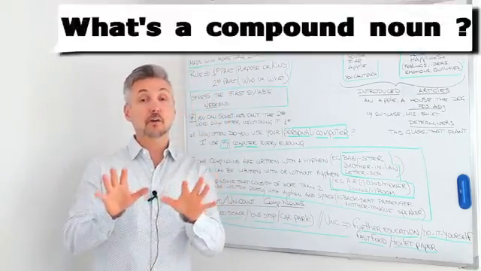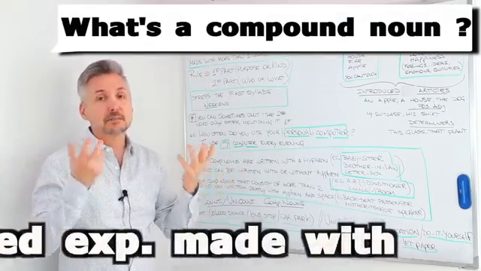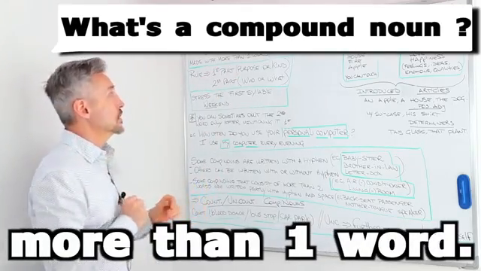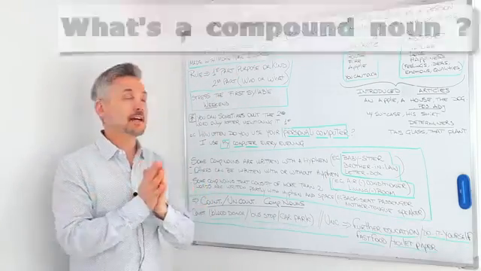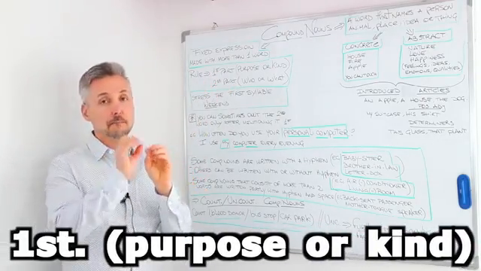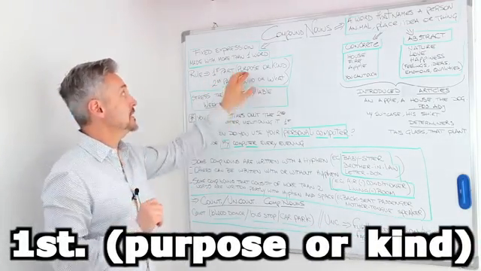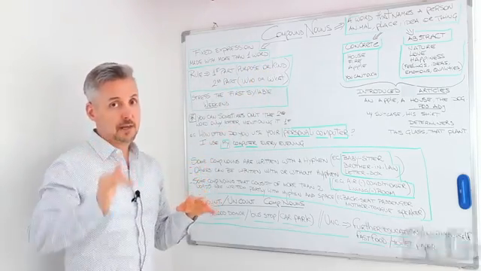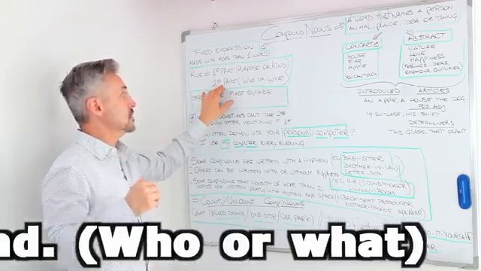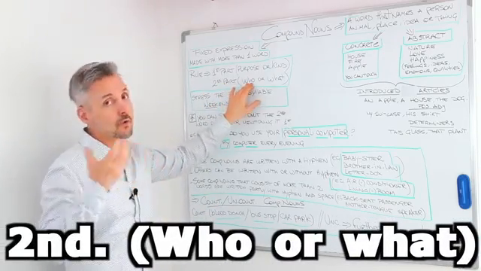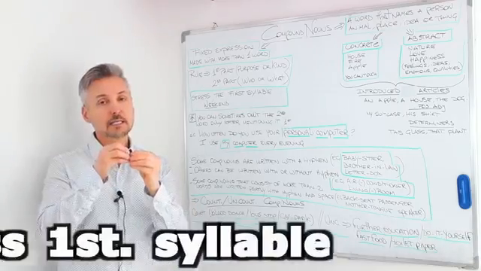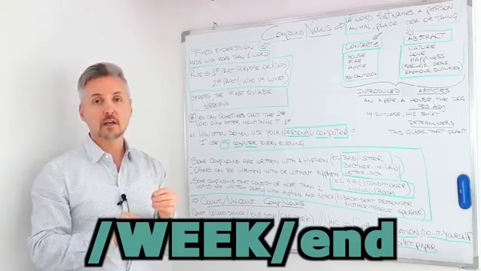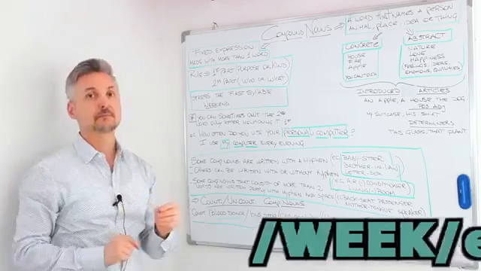I said that we're going to talk about compound nouns. It's a fixed expression made with more than one word. So the first rule to follow is that the first part of the compound noun usually is a purpose or kind. I will give you some examples later on. The second part usually is who or what. The stress is on the first syllable. So weekend, not weekend, but weekend.